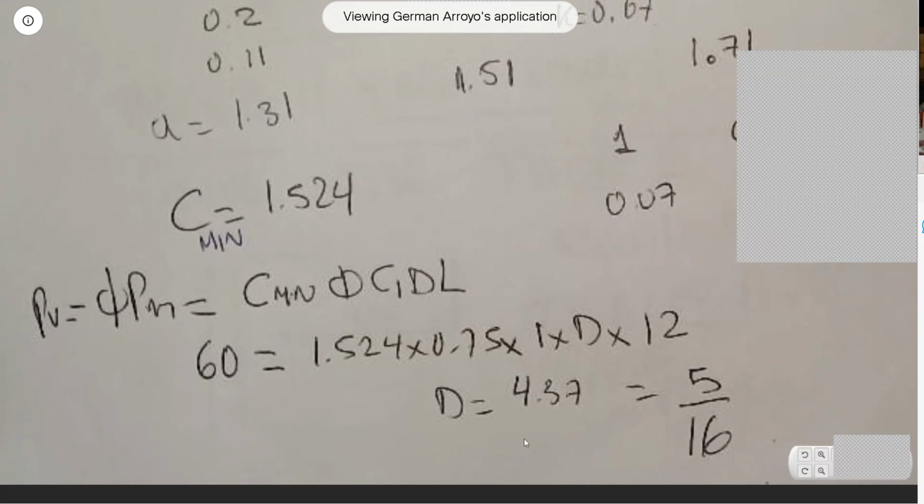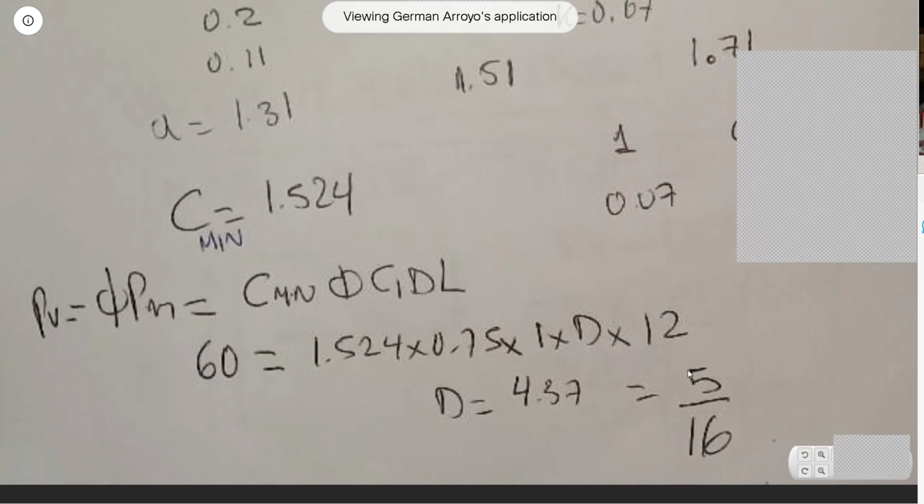You have to go up. You cannot go to 4. You have to go up to 5/16. If this were 7, it would be 7/16. Whatever number you obtain in here, they're in 16ths.